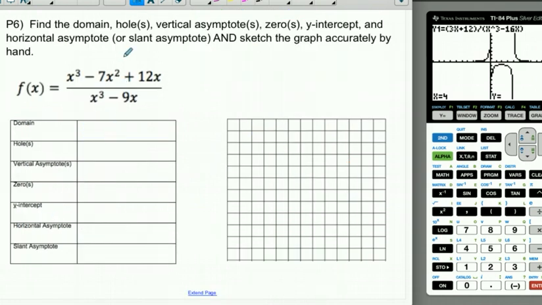All right. So we have x cubed minus 7x squared plus 12x over x cubed minus 9x. The first thing I'm going to do is find the three things that I can find with the standard form that I already have, right? So let's start with the y-intercept. Oh, sorry, I usually use a different color for that. All right, so let's start with our y-intercept.